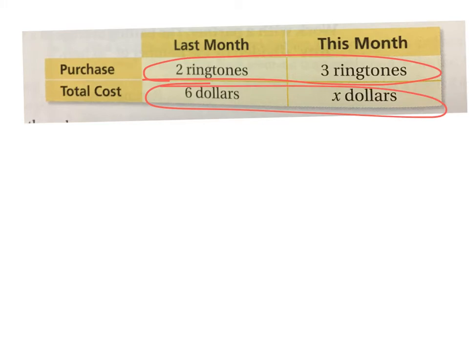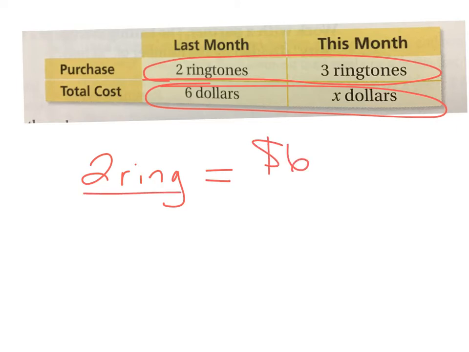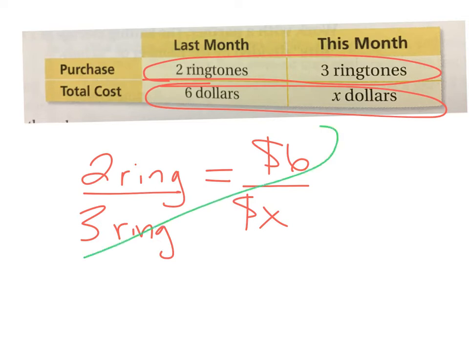So I'm going to say 2 ringtones equals $6 over 3 ringtones equals, we don't know dollars, right? Same thing. How am I going to solve this? Cross multiply. Cross multiply, divide. 6 times 3 is still 18, divided by 2 is still 9.